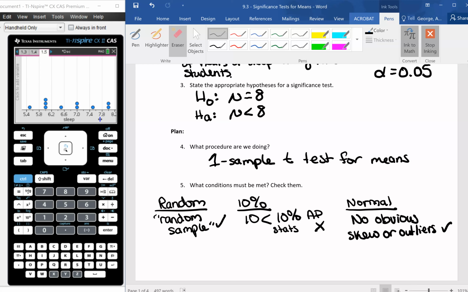Okay, so remember I said put a pin in that for a second. What we can say, and you can say this here, or you could also say this at the end in your conclusion, is that if you want to keep going with your test even though it doesn't meet one of the conditions, you can just say we will proceed, but should treat our results with caution due to not meeting the 10% condition.